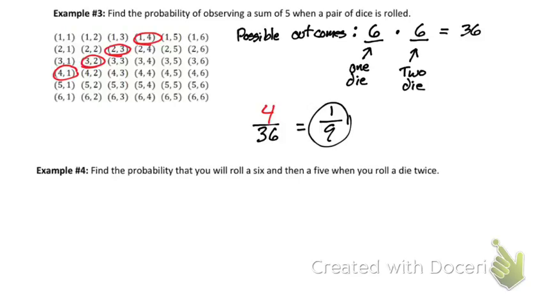All right, my next question says, find the probability that you will roll a 6 and then you will roll a 5. I want you to think about that. You're going to roll a 6 and then you're going to roll a 5. Who wants to venture a guess at what the probability is of me first rolling a 6 and then rolling a 5?